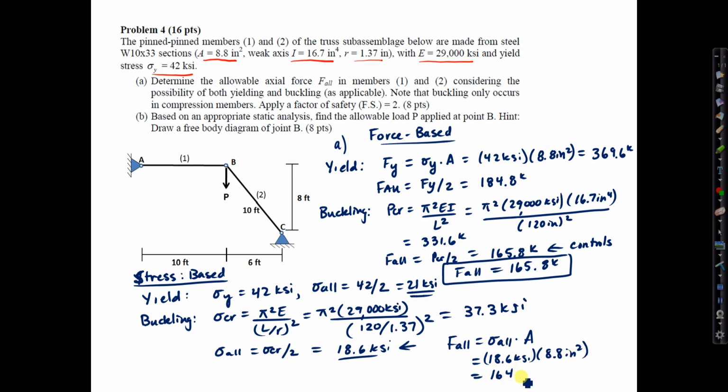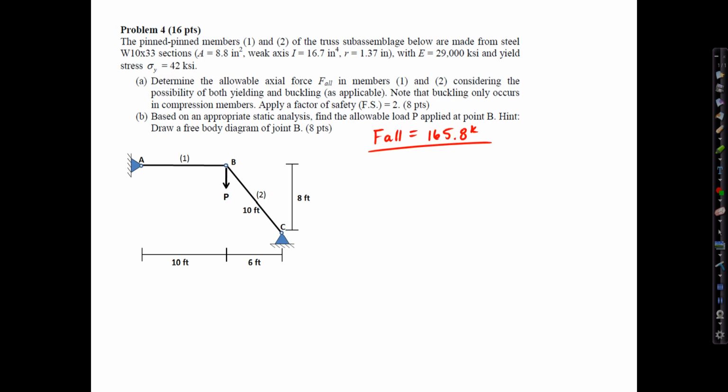you a value of 164 kips, which is a little bit different than the number we found using the other approach. Basically, the difference is due to round off, not a big deal. Okay, so let's proceed to part B. Knowing the allowable stress, the allowable force in the member is 165.8 kips.